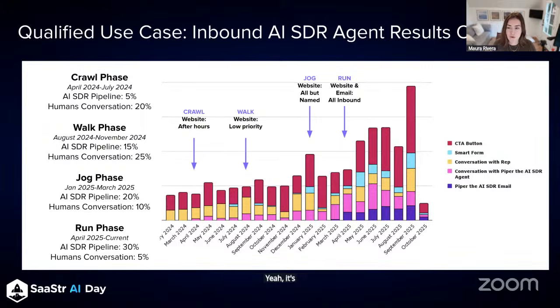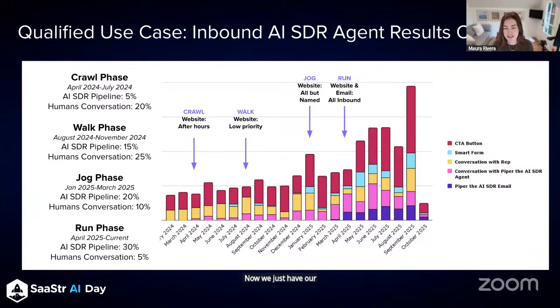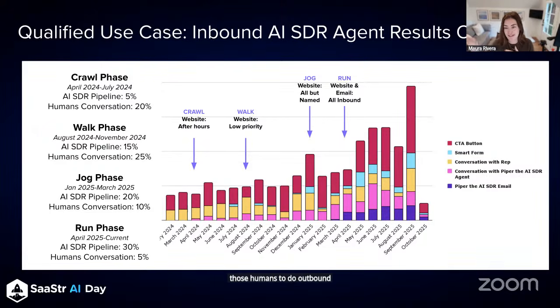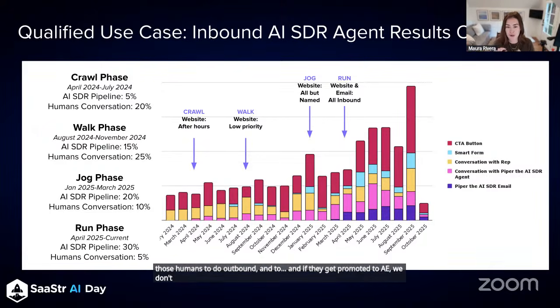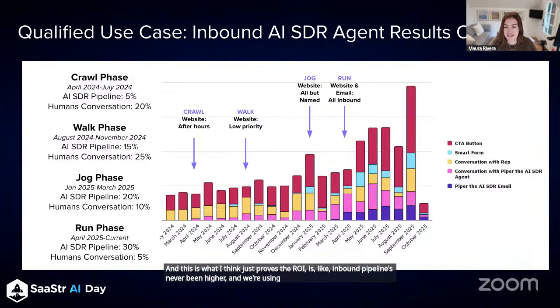Yeah, it's awesome. And I think one thing to note, Sarah, is we used to have 10 inbound human SDRs. Now we just have our AI SDR agent. She's doing all of the work for all of our inbound, and we've redeployed those humans to do outbound, and if they get promoted to AE, we don't backfill them. So we're redeploying them for other parts of the business. And this is what I think just proves the ROI: inbound pipeline's never been higher, and we're using an AI SDR agent to do all of it.